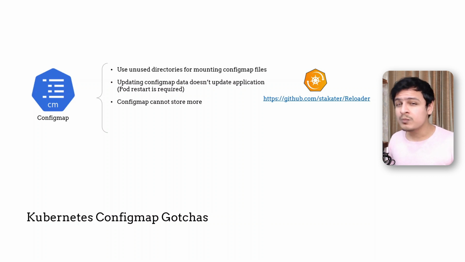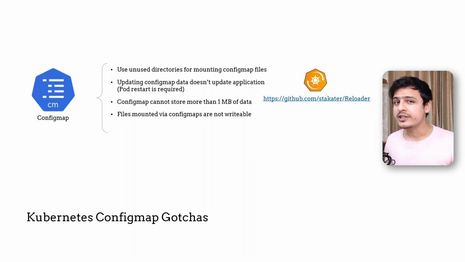Third, you cannot store more than 1 MB worth of data in a single ConfigMap. Consider breaking down ConfigMaps into reusable groups wherever possible. You can always use more than one ConfigMap in a single pod. Fourth, files mounted via ConfigMaps are not writable. The only way you can update its values is by updating the backing ConfigMap.